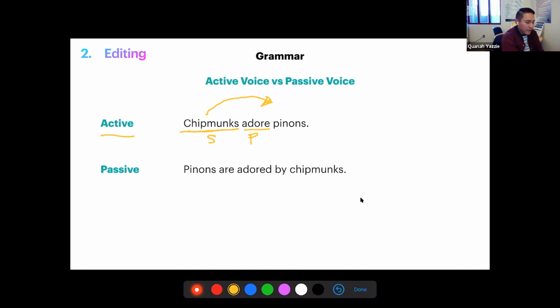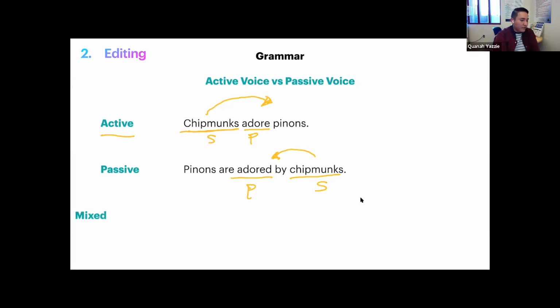But here in passive voice, we have our subject here at the back, and then we have our predicate here. What passive voice does is that the subject is being acted upon by the verb. So here, "piñons are adored by chipmunks." This may seem a little confusing, but in active voice the subject is doing the action, and in passive voice the subject is just there and the action is being taken towards them. So that's the difference between those two specifically.